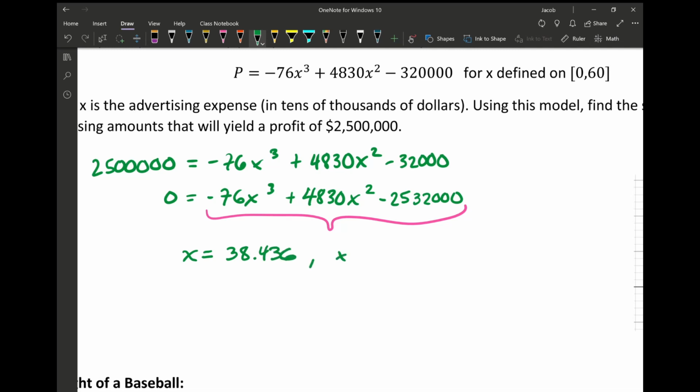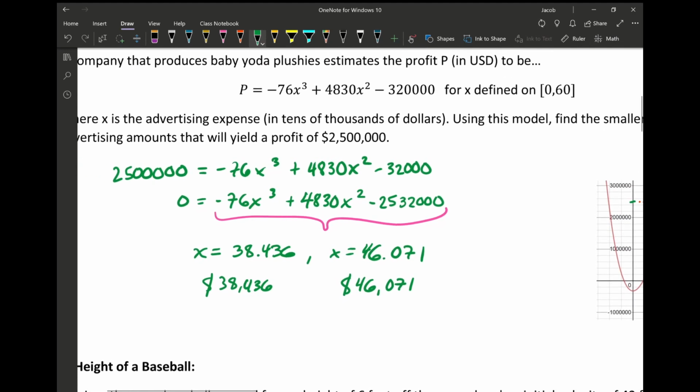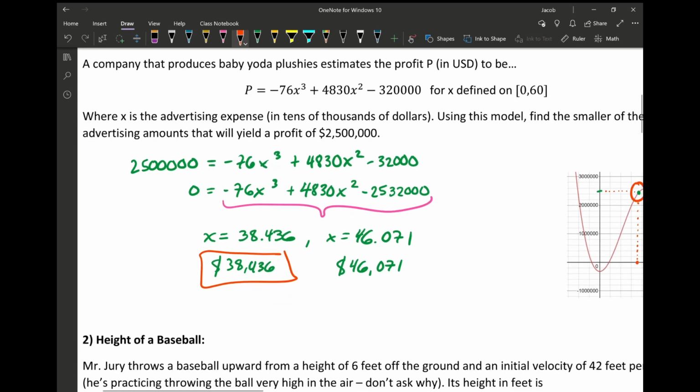The x values you should get are x equals 38.436 and x equals 46.071. So this means we would either be spending $38,436 on advertising, or we would be spending $46,071 to earn a profit of 2.5 million on our Baby Yoda plushies. So we definitely want this amount, and that is our answer.